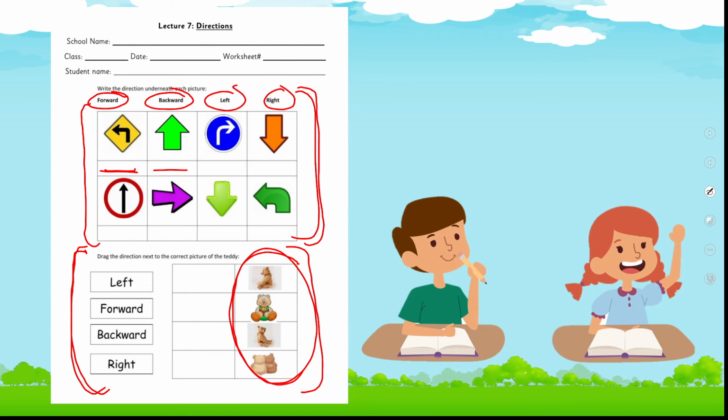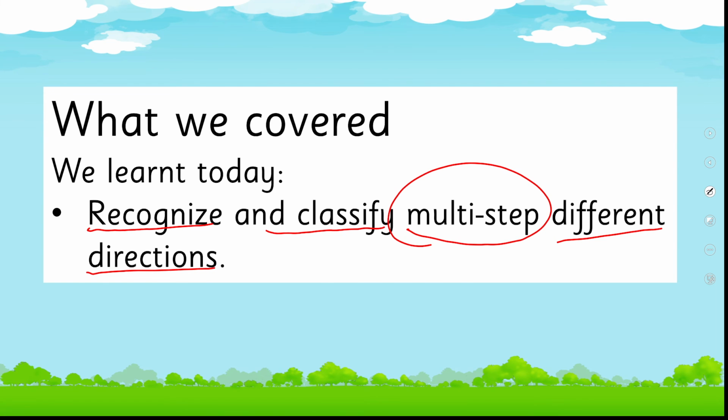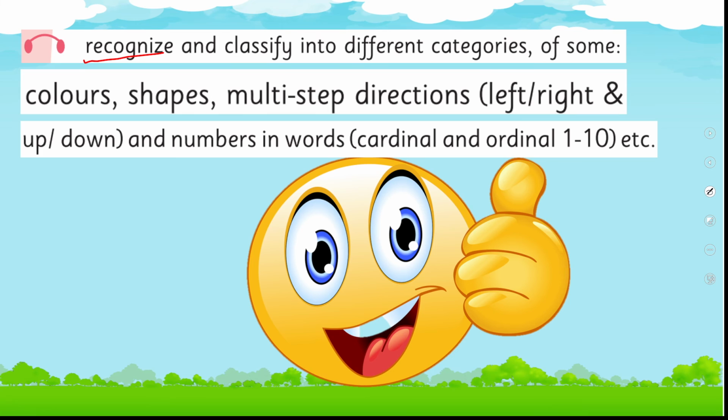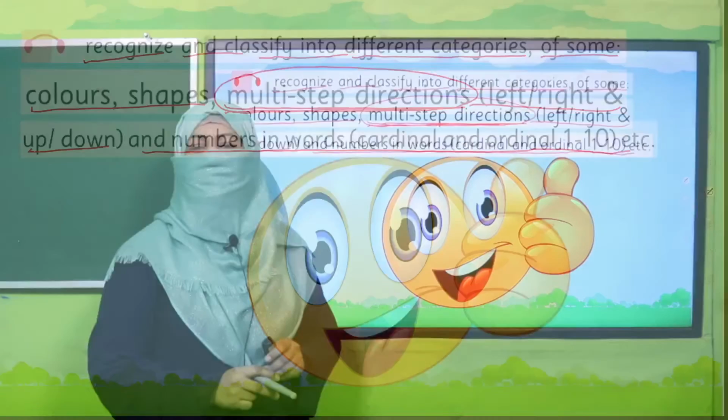All right. So what we have learned today, we learned to recognize and classify multi-step different directions. In this way, we achieved our SLO to recognize and classify into different categories. We have done colors and shapes, multi-step directions which are left, right, up and down, and numbers in words, cardinal and ordinal, we have already done. So we learned about multi-step directions today. Are we done with it? Yes. So that's it for today.